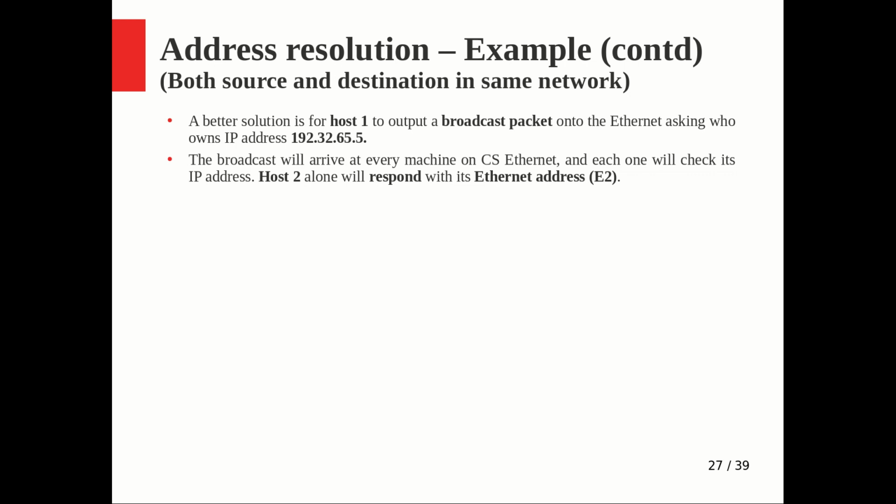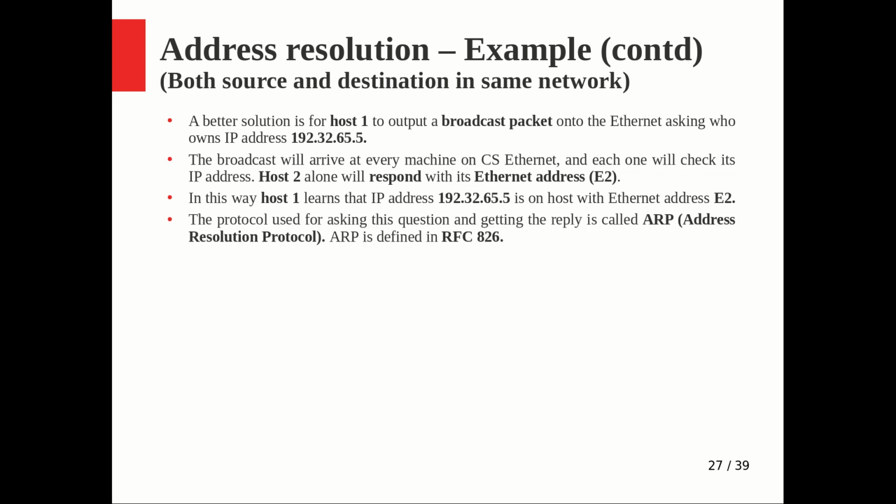So host 1 alone will respond with its Ethernet address because it understands that it is my IP, so it will respond back. That is unicasting, right? In this way, host 1 learns that the IP address is on the host with the Ethernet address E2. As soon as it gets it, it can have the normal communications. The protocol used for asking this question and getting the reply, the ARP request and ARP reply, is what we call ARP.